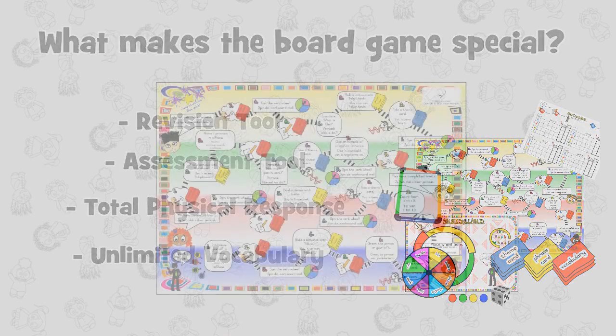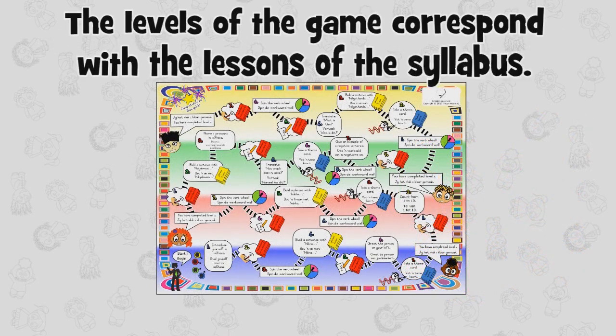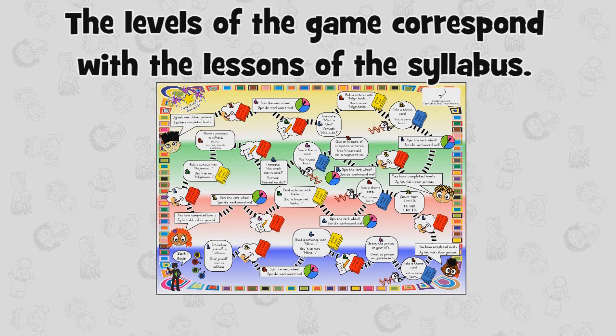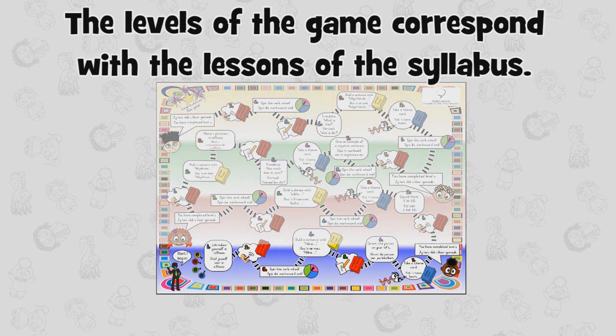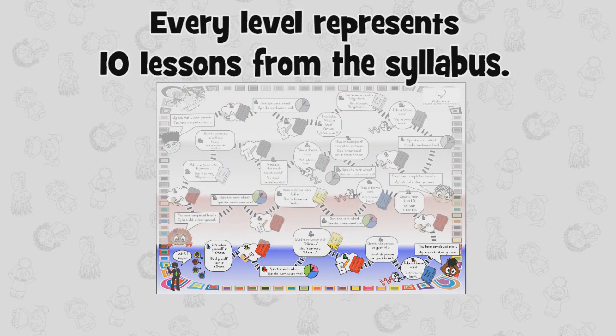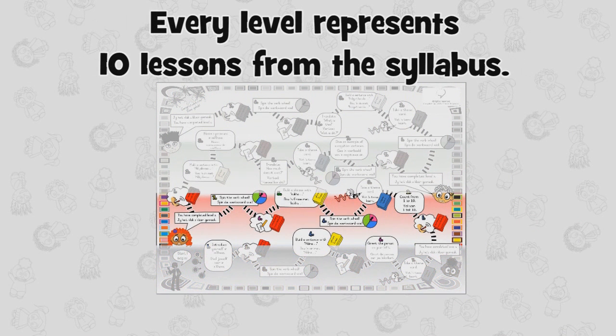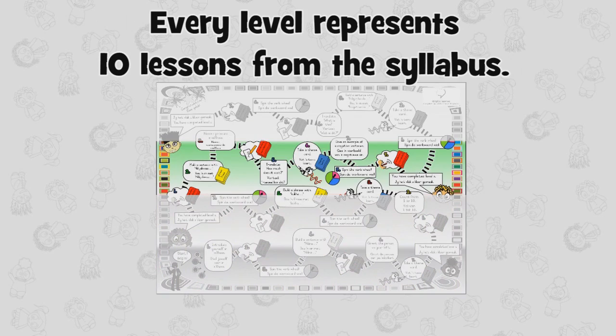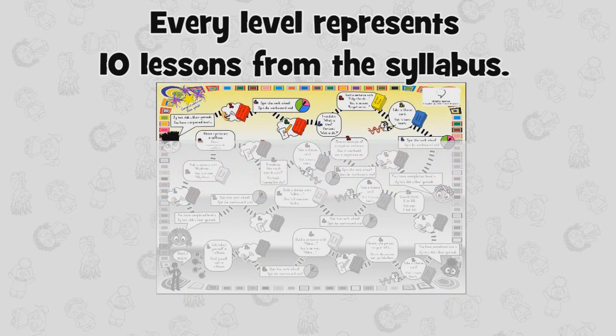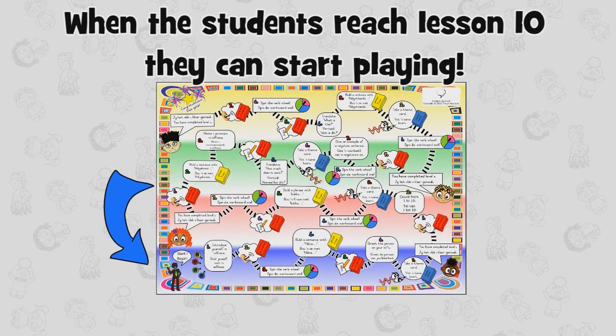Finally, you will see that the four levels of the board game correspond with the 40 lessons of the syllabus. In other words, every level of the game represents 10 lessons of the syllabus. Once the students reach lesson 10 in the syllabus, they can start playing the board game and start revising the language learnt.